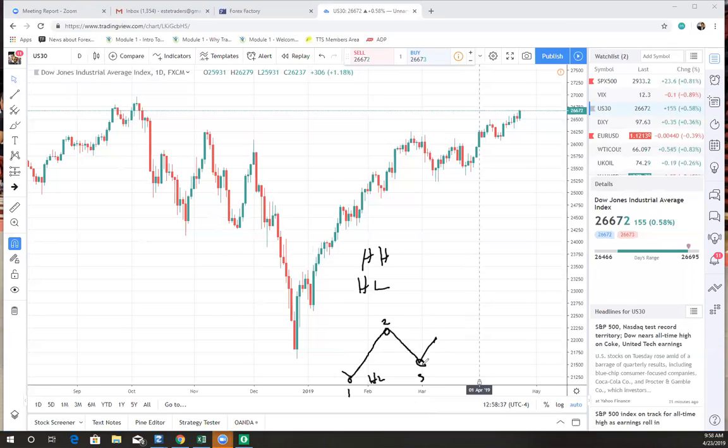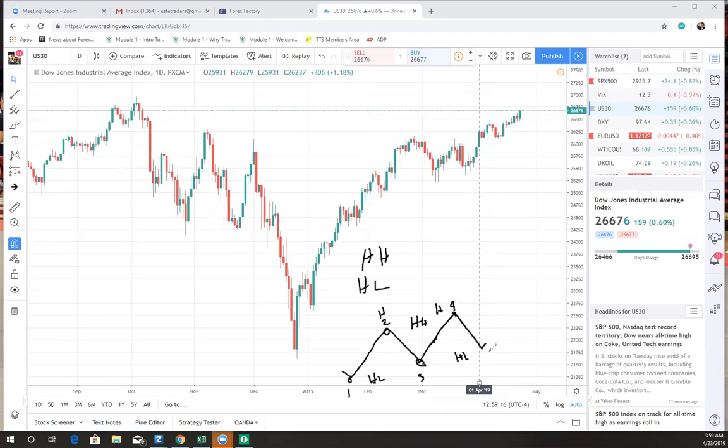Then what's the next part of the sequence? In order to create an uptrend, you need a fourth point. The pivoting point has to be higher compared to the last pivoting point. That now creates a higher high. When you have a higher high and a higher low, then all of a sudden it drops and it creates another higher low.